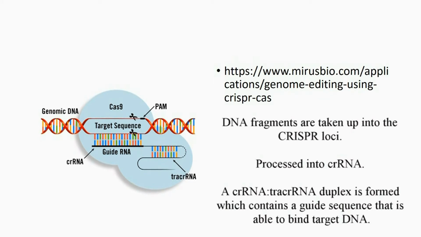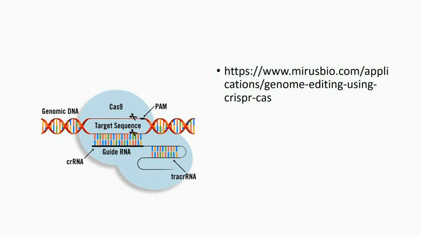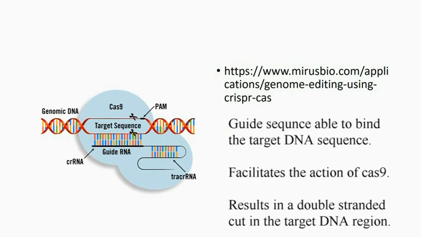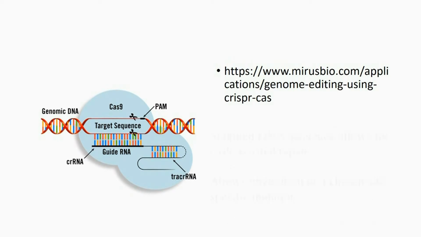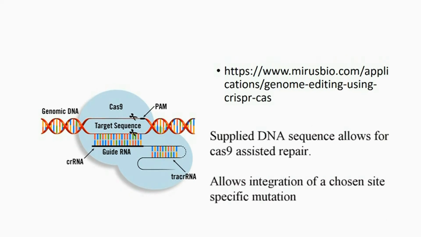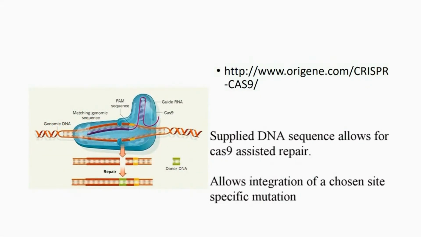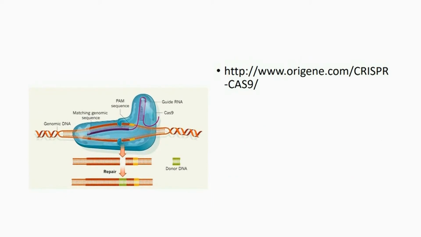A crRNA, tracrRNA duplex is formed, which contains a guide sequence that is able to bind to target DNA. This in turn facilitates the action of the Cas9 protein, which produces a double-stranded cut in the target region. The addition of a guide plasmid, or single-strand DNA sequence, with a desired DNA sequence allows for Cas9-assisted homology-directed repair, thus resulting in integration of a chosen site-specific mutation.